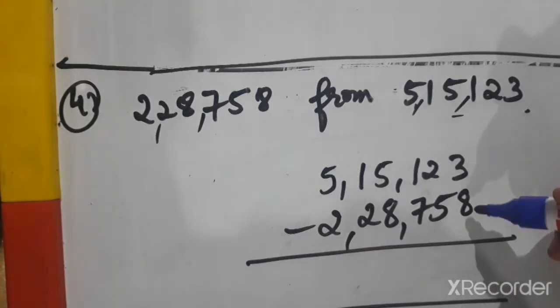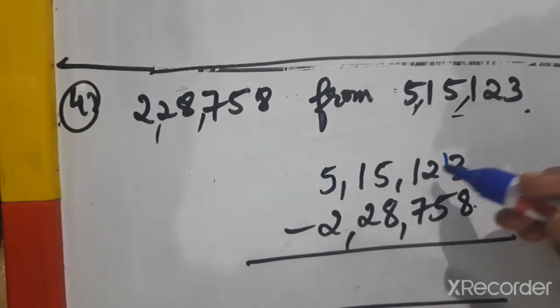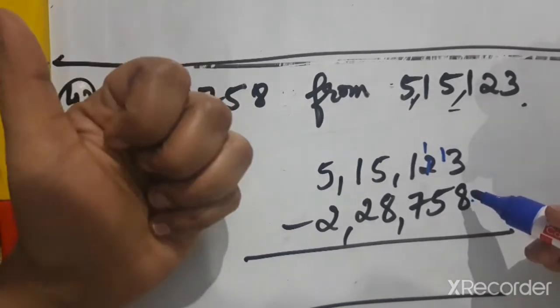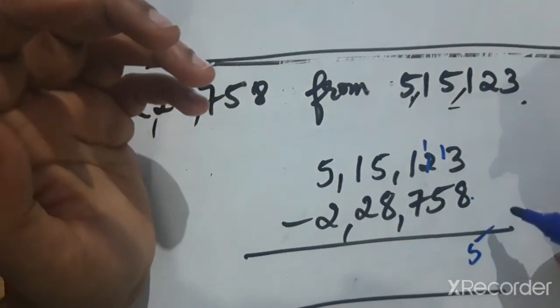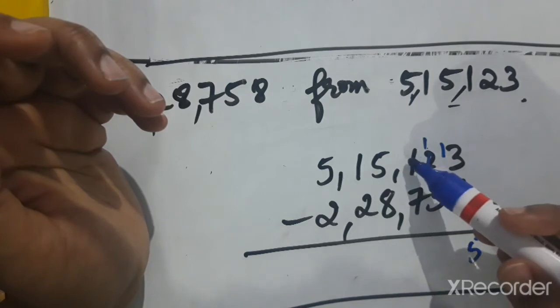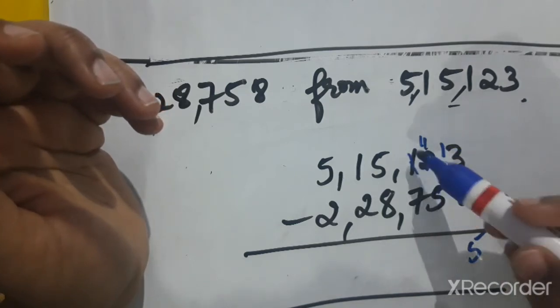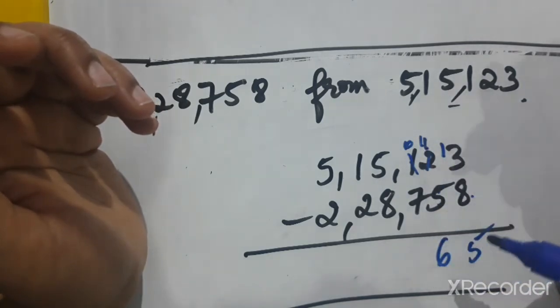Now 3 minus 8 we can't subtract, so borrow 1 from the next number. It becomes 13, and 2 is now 1. 13 minus 8 means 9, 10, 11, 12, 13: 5. Now 1 minus 5 we can't subtract, so borrow 1 from the next number. Here it becomes 11, and this is now 0. 11 minus 5 means 6.